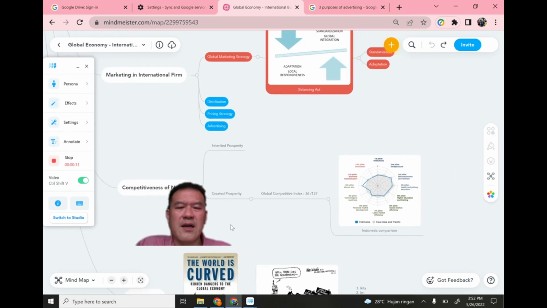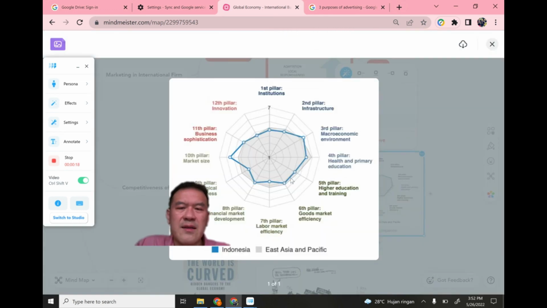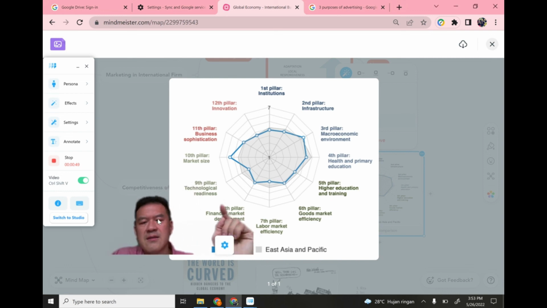Currently, Indonesia is ranked 36 out of 137 countries. If you look at the data, we are about on par in institutions and infrastructure compared to East Asia and Pacific countries. Macroeconomic environment, we are okay. Health and primary education, we lag behind. Higher education, we lag behind. Goods market efficiency is about on par. Labor market efficiency, we lag behind. Financial market development, we are about on par. Technology readiness, we are behind. Market size, we are definitely a lot bigger than the others. Business sophistication is about on par, and innovation is about on par.